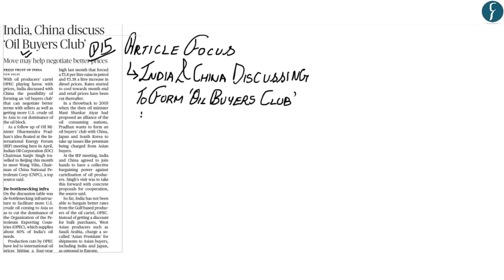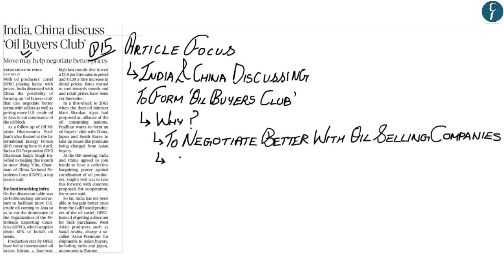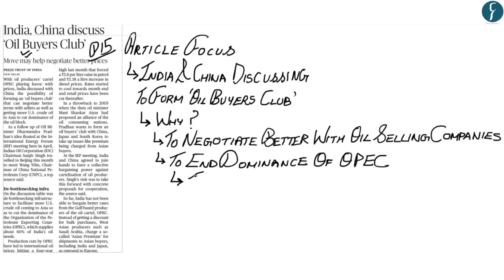The reason India and China are discussing forming an oil buyers club is so that they can negotiate better with oil-selling countries. The second reason is that they want to end the dominance of the Organization of Petroleum Exporting Countries, or OPEC. The reason India and China want to end the dominance of OPEC is to reduce OPEC's ability to raise oil prices.